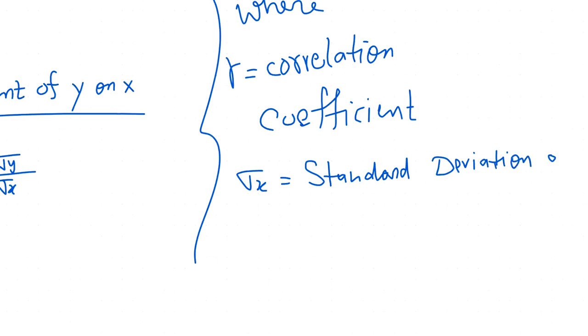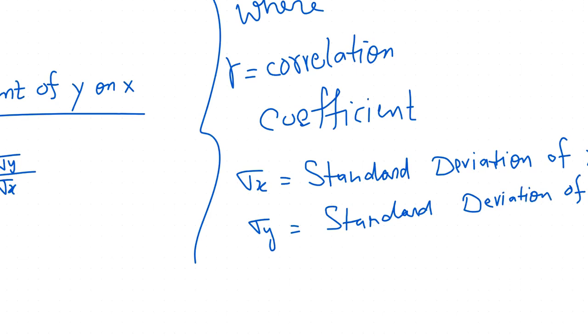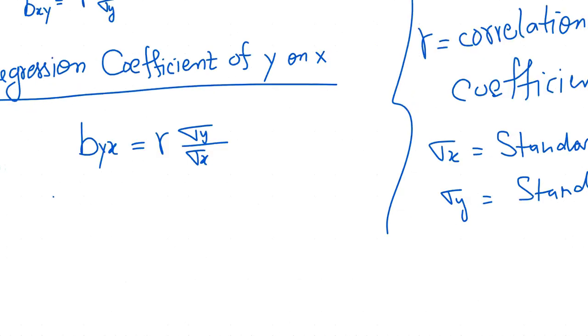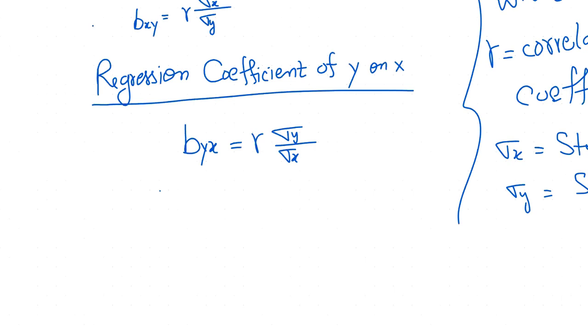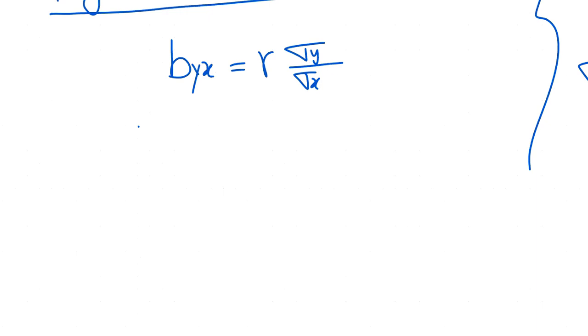of x, and sigma y is equal to standard deviation of y. So let us find the regression coefficient when we have the correlation coefficient and standard deviation. Okay.